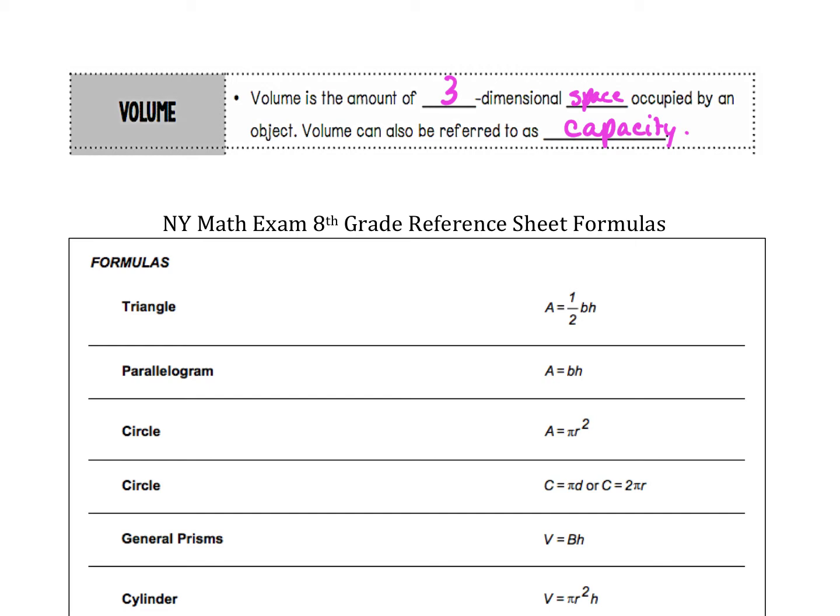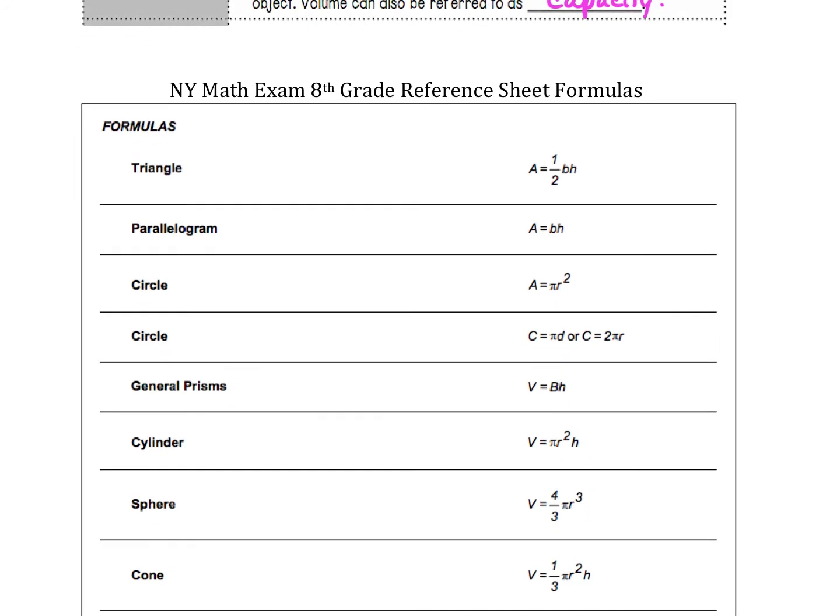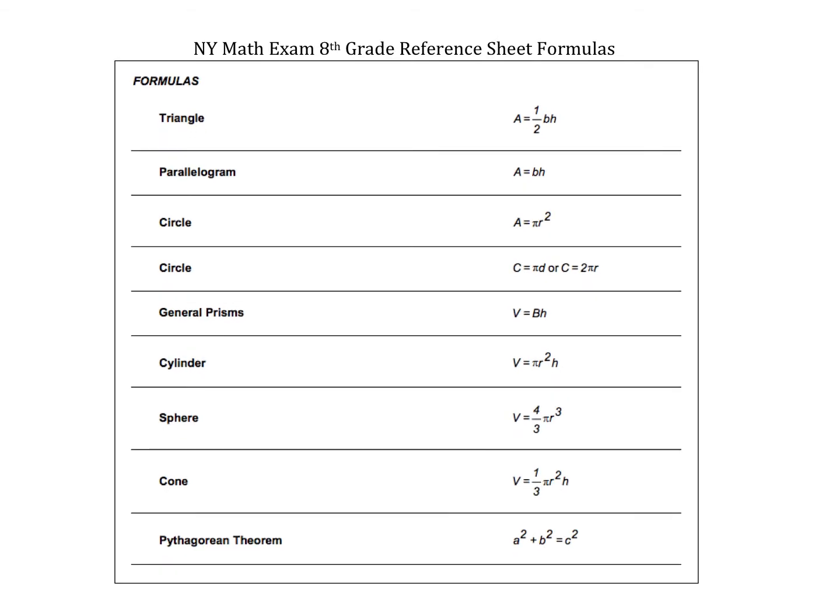So when we're working with volume or area, we often use what's called formulas. So this is a New York State exam reference sheet, and I want you to notice that it has three area formulas, and those are important for volume. And circle has also a circumference formula. Then you're going to notice we're going to be working with cylinders, spheres, and cones, but there's a general prism formula. So let's talk about this.